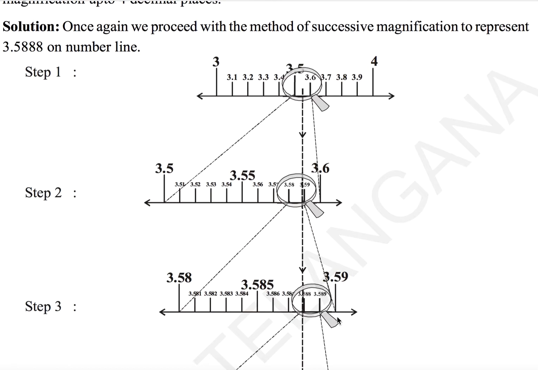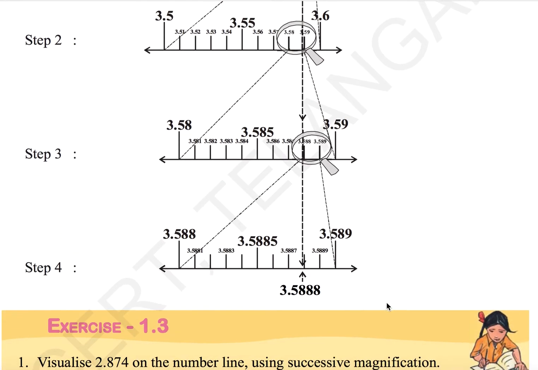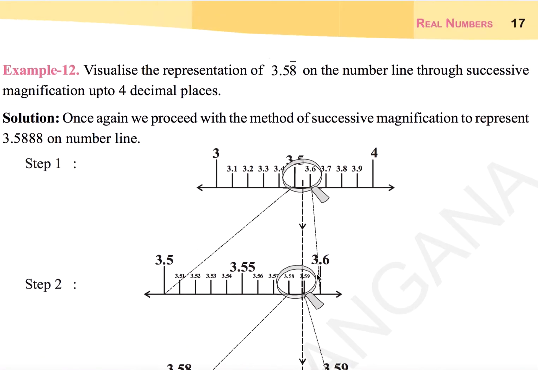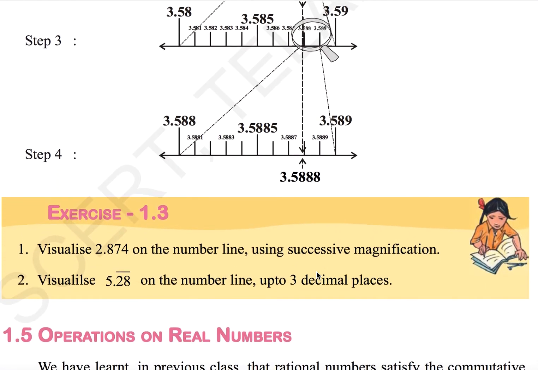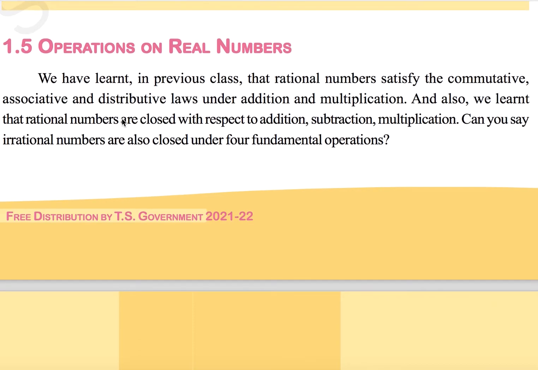So what you will get? 3.588 and 3.589. And you have to magnify between 3.588 and 3.589. The eighth division is 3.5888. The ninth division is 3.5889. Up to 4 decimal places means we take only 3.5888. Now you can do this one and this one also using the same method.